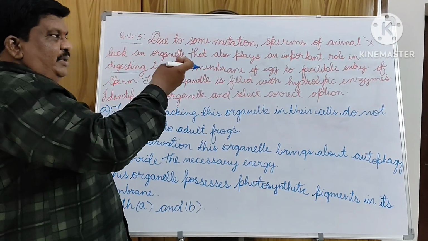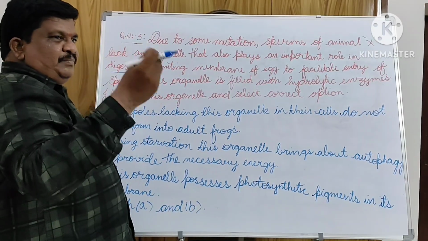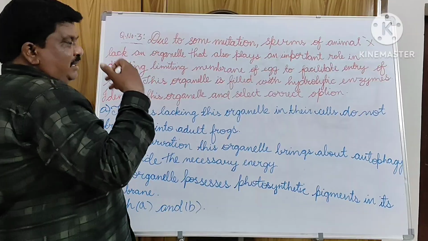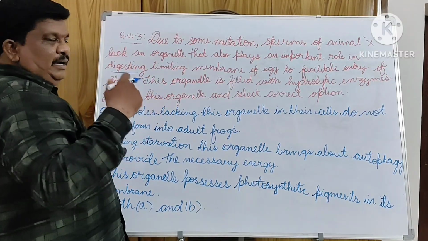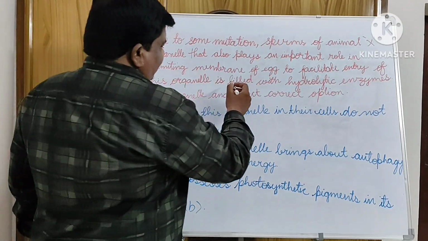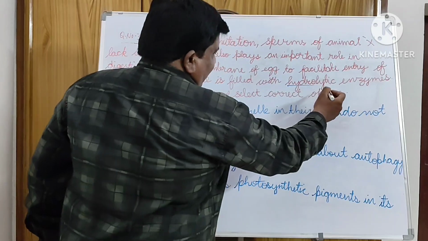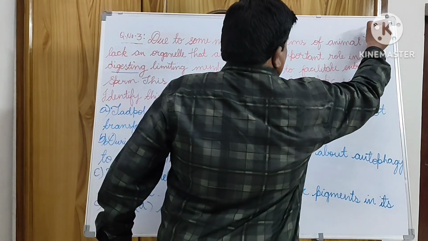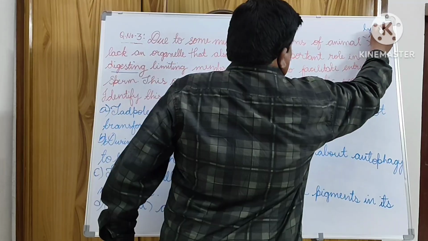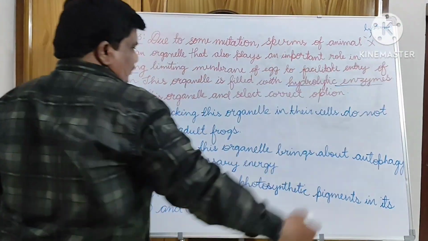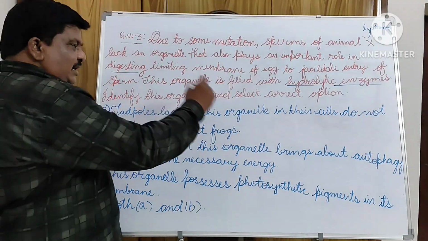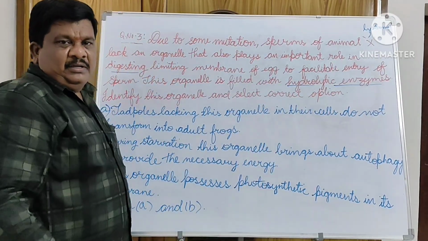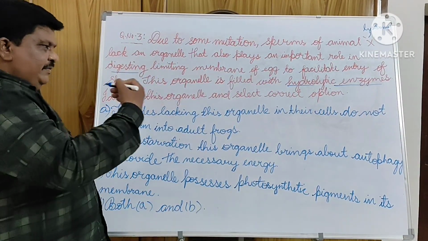Sperm enter into the egg. The organelle present in the sperm digests the membrane of the ovum, meaning lysosomes only. This organelle is filled with hydrolytic enzymes. Hydrolytic enzymes indicate it's nothing but lysosomes. Organelle X is lysosomes. Already we identified it as a lysosome, and now select the correct option. Let me see the options.